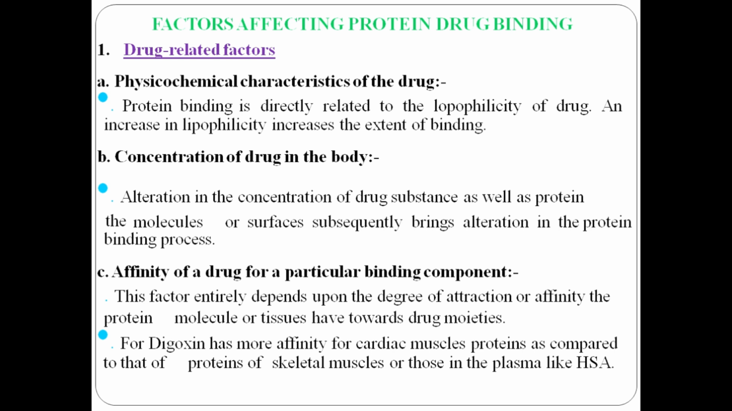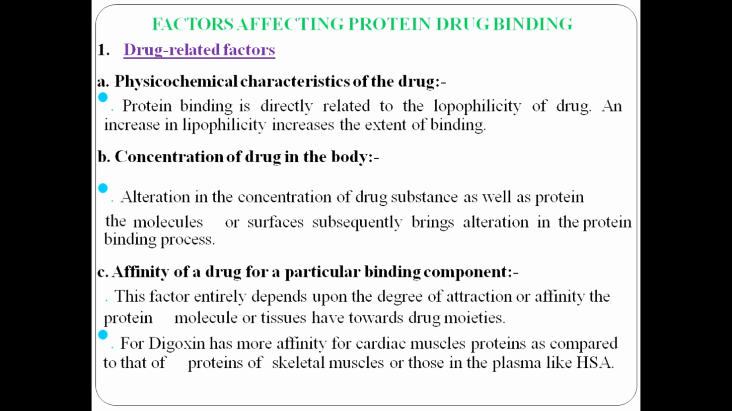Second is concentration of drug in the body. Alteration in the concentration of drug substance as well as protein molecules or surfaces subsequently brings alteration in the protein binding process. It means if the concentration of drug is lowered, or if the concentration of protein is lowered, it fluctuates the binding process.